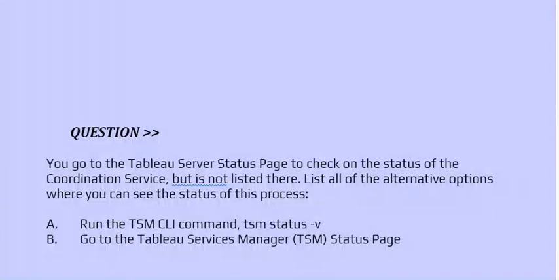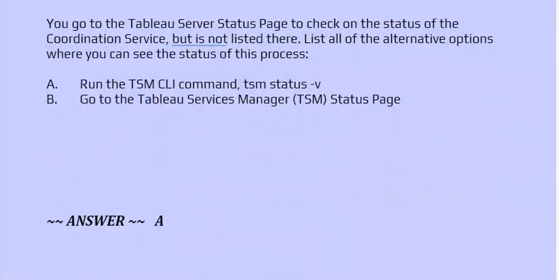Next question is, you go to the Tableau server status page to check on the status of the coordination service, but it is not listed there. List all of the alternative options where you can see the status of this process. Option A, run the TSM CLI command tsm status -v. Option B, go to the Tableau Services Manager TSM status page. Correct answer is option A.